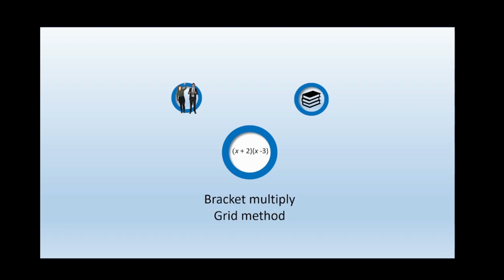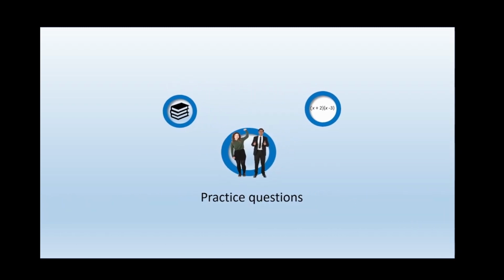Other methods are available, but I think the grid method has some slight advantages, certainly if you're going to be doing algebra, and especially if you're going to be doing some more complicated bracket multiplication. We'll talk about that in a minute. I'm going to show you what the situation is, what it looks like, which would mean you have to do bracket multiplication. Then I'm going to talk about a method to do it, how to do the grid method, and of course you'll get some practice.